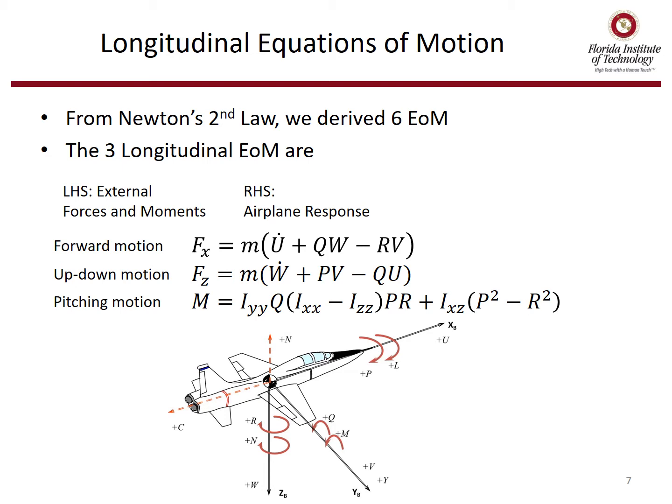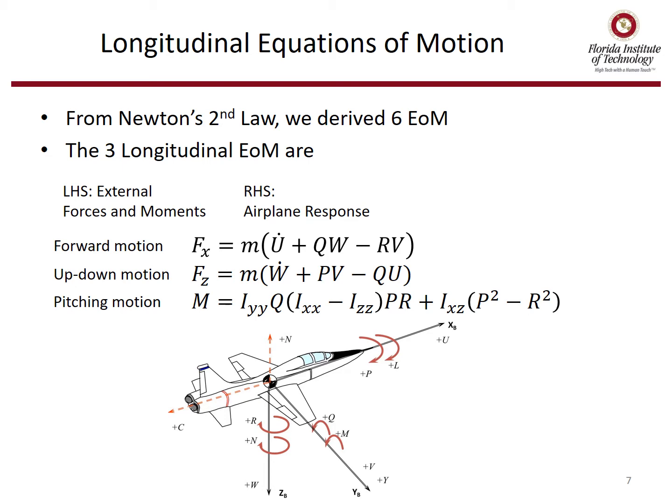In the introductory lesson in Chapter 19, we talked about the equations of motion. We derived those from Newton's law, and we derived 6 equations of motion. We rearranged them, and we came up with 3 longitudinal equations of motion, and they're listed here. Let's just go over again what these are made up of. The left-hand side are the external forces and moments that are generated on the aircraft. The right-hand side is how the airplane responds. And we have all the different things we define: forward speed, side speed, downward speed.